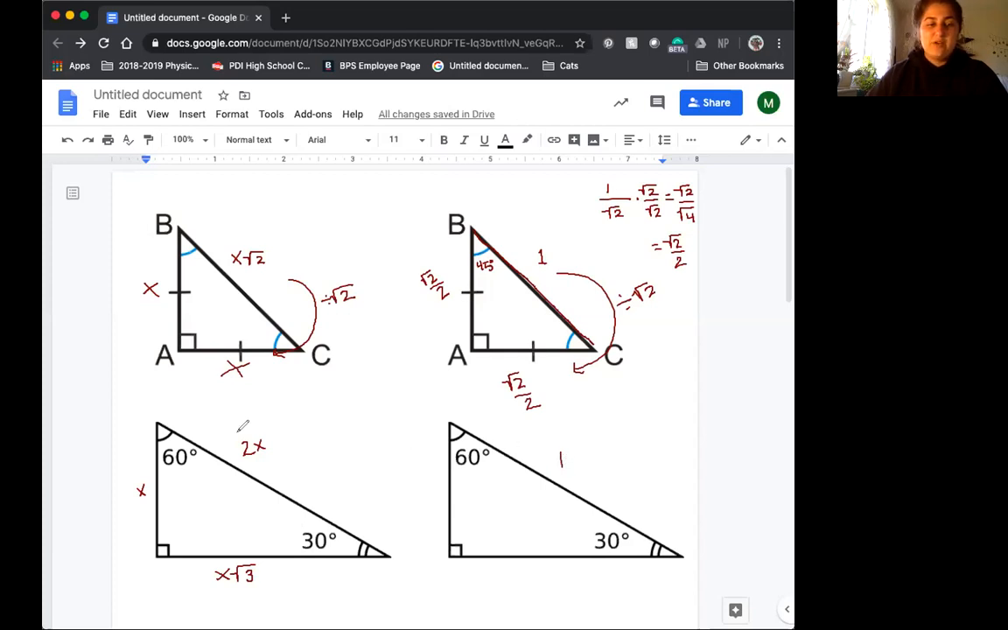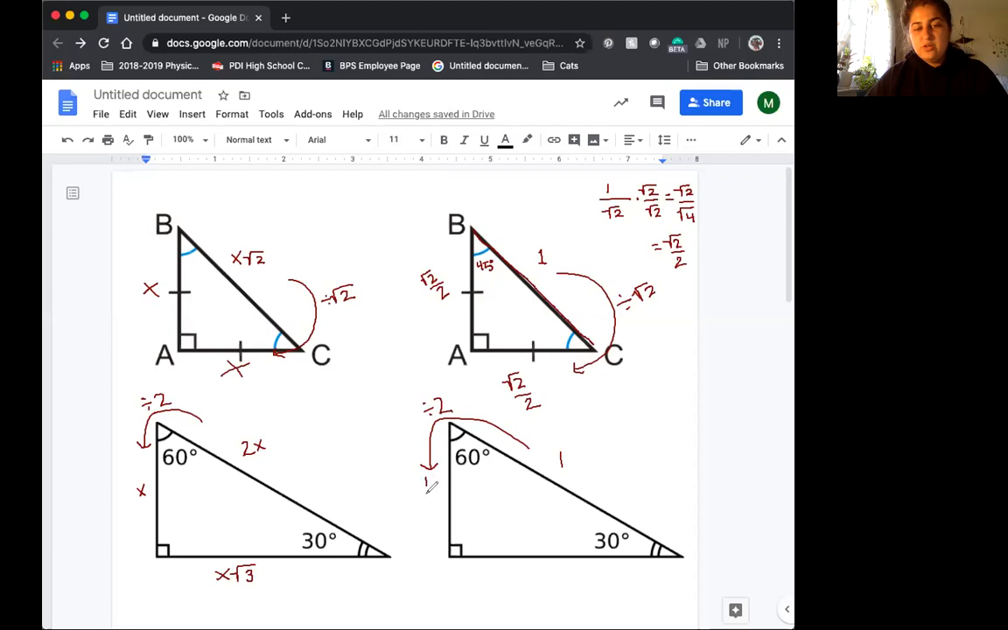If this is 1, we have to divide by 2 to get our short leg. So 1 divided by 2, we all know what that is. That is 1/2.